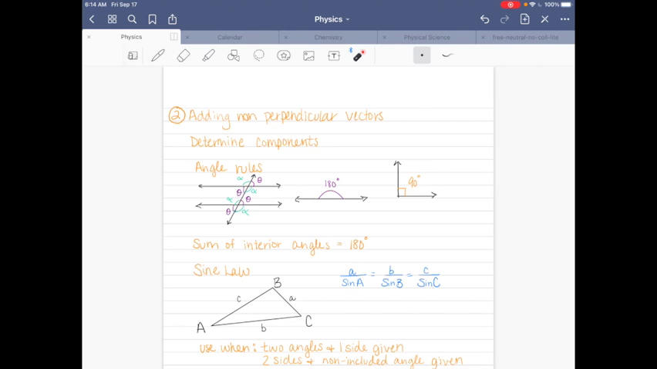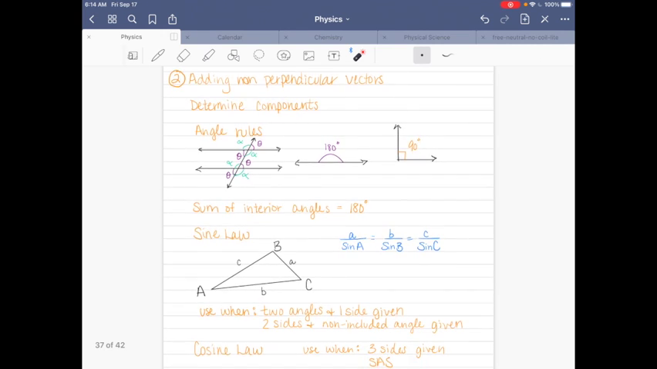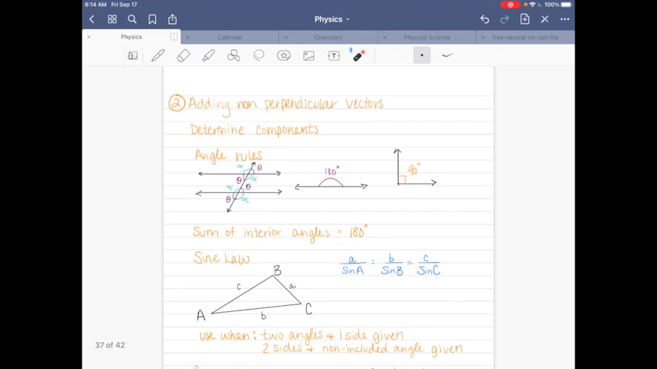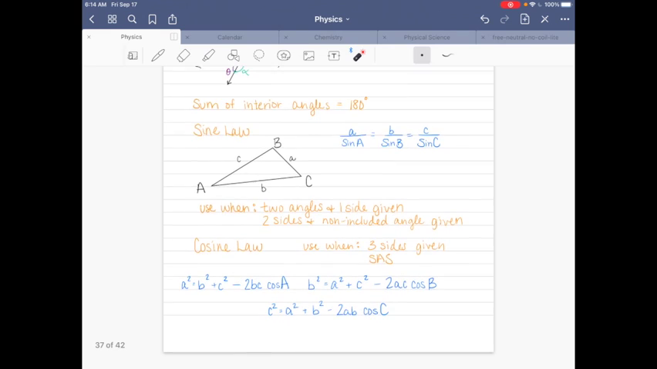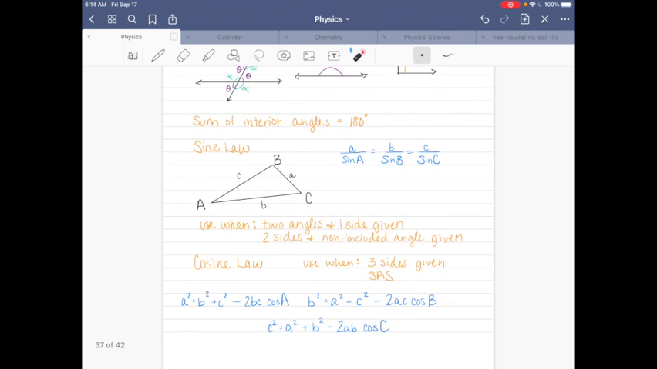Also remember that the sum of all interior angles of a triangle would be 180 degrees. We can utilize that sometimes to help us solve for a certain angle. And then when we are adding non-perpendicular vectors, we're going to use two of the trigonometry laws, so the sine law and cosine law. So sine law is this here.